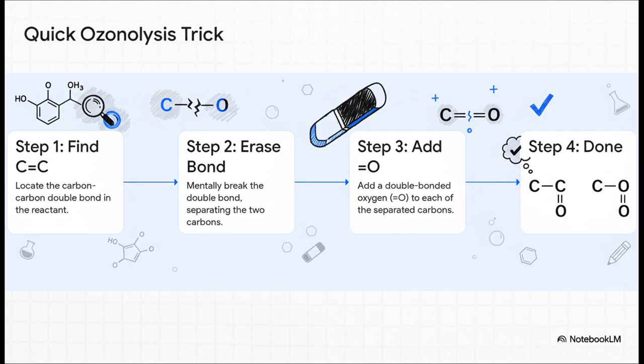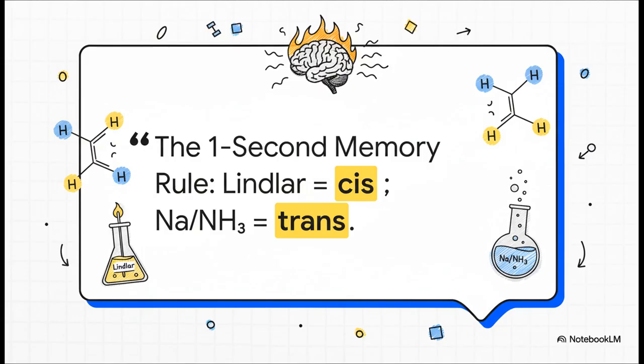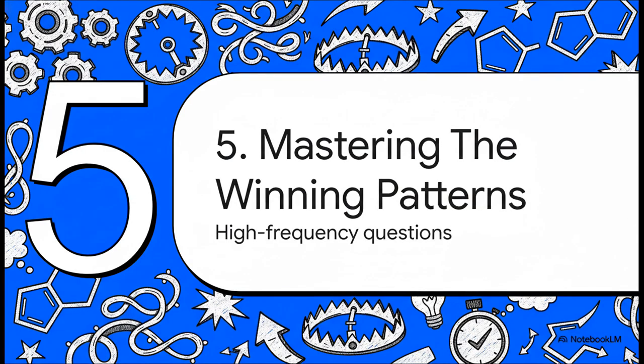It's that easy. And here it is, the 1-second memory rule. You have to burn this into your brain. You see Lindlar? The answer is cis. You see Na-NH3? The answer is trans. This single rule solves any alkyne reduction question instantly. Okay, let's put it all together now.